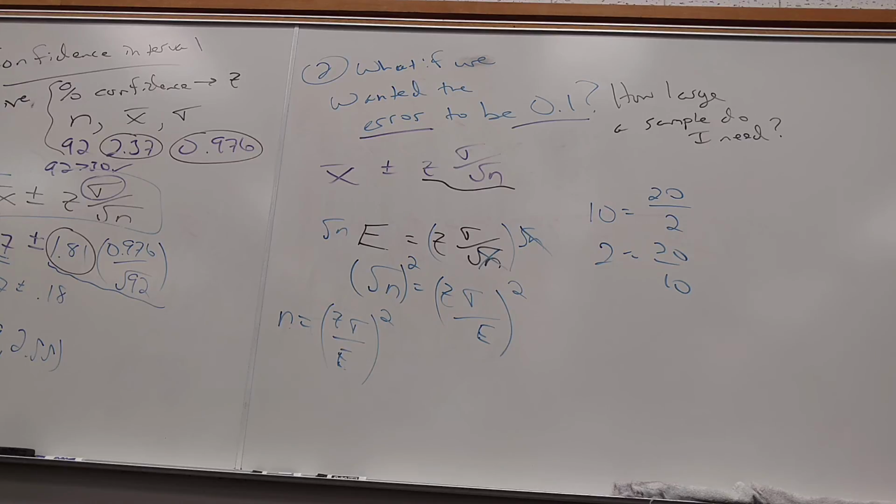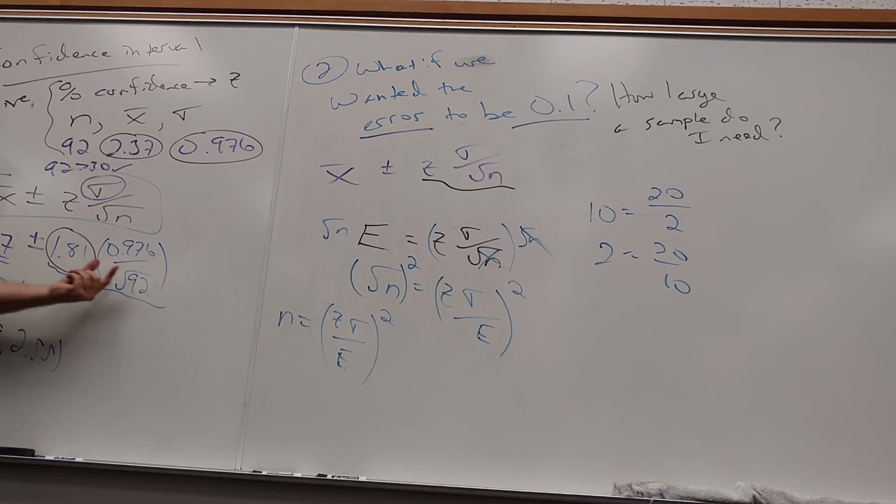I don't get it. What happens? I don't get what their point means. When we took a sample of 92, how close did we end up? Within 0.18 of the real mean. Do you see that? Our error ended up being 0.18.